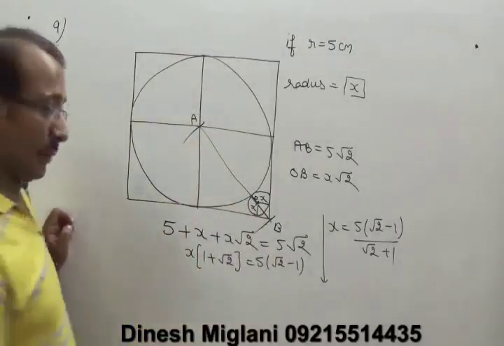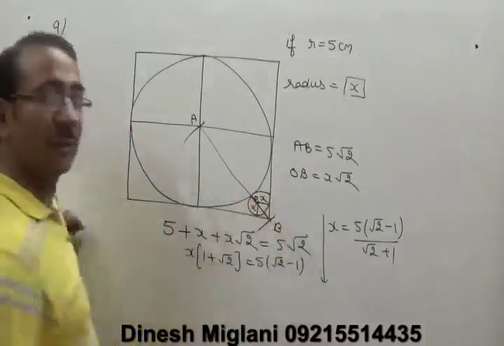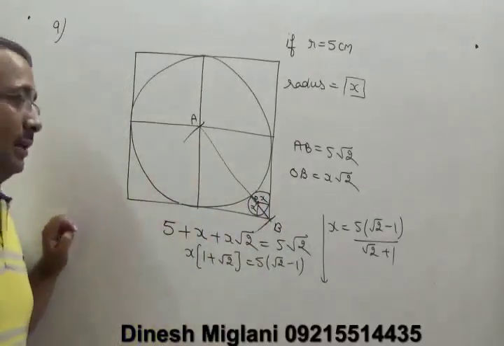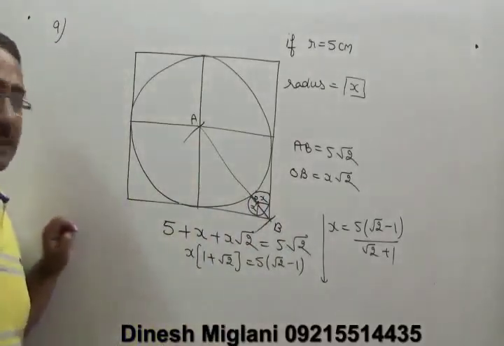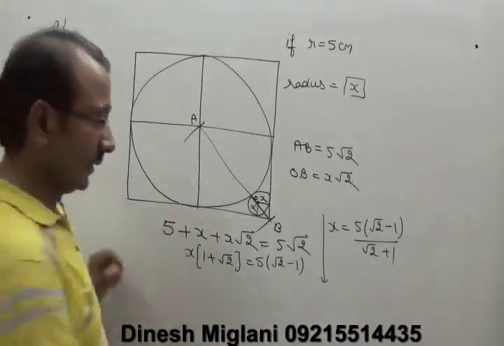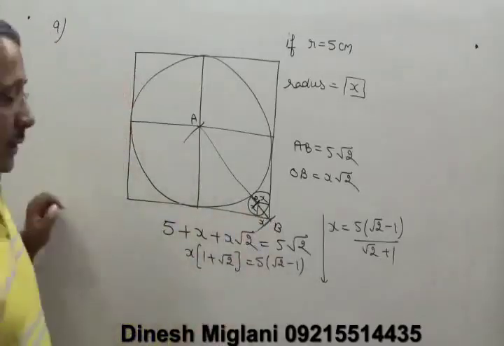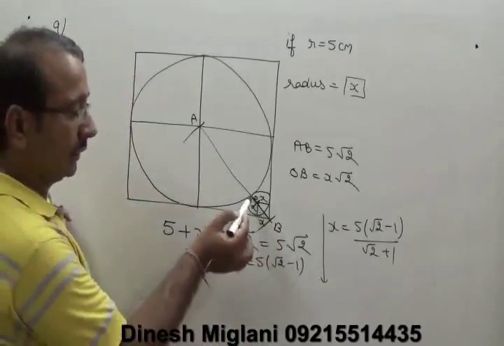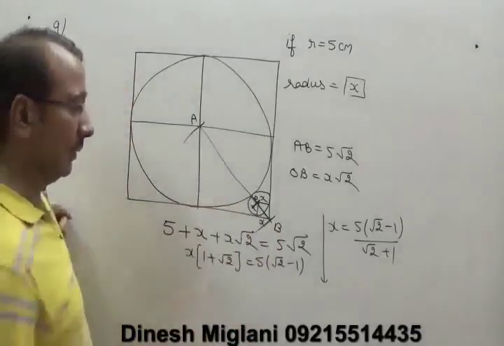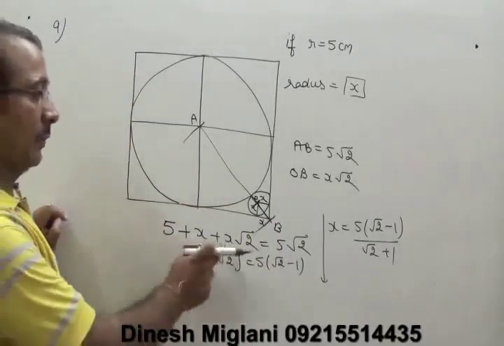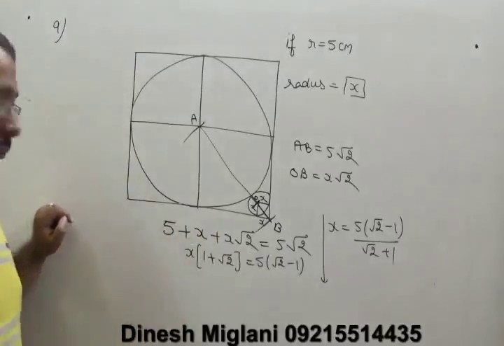After that, because in the question I have to find the radius of the smaller circle, I have assumed that the radius of the smaller circle is X. If this is X, this is X, so I may say this OB is said to be X root 2. Now this is X root 2, this is X and this is 5. So I may say 5 plus X root 2 is equal to 5 root 2.